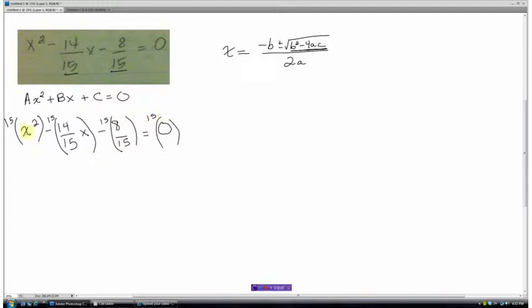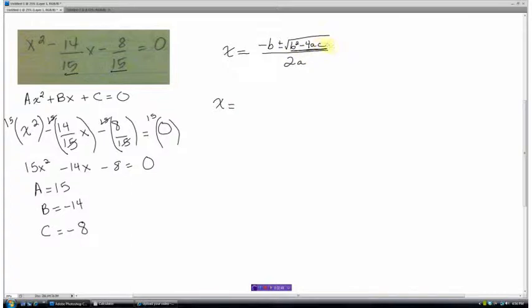Unfortunately, that stays 15x squared. Here, your 15s are going to cancel, and you get negative 14x. And here, your 15s are going to cancel. We get negative 8. 15 times 0 is 0. Now you've got a regular standard equation. A is 15, B is negative 14, and C is negative 8. The only negative to doing it this way is the numbers here get pretty big. And let's take a look at that.